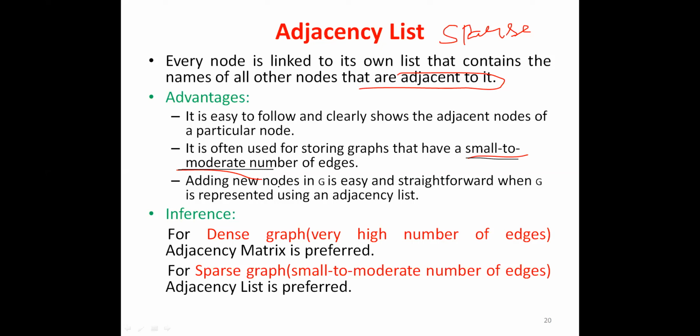Adding new nodes in G is easy. Yes, adding a new vertex in graph G is easy and straightforward when G is represented using the adjacency list. So what is the inference we are getting from the representation of graphs? A dense graph is preferred for the adjacency matrix, and for a sparse graph we prefer the adjacency list. This is the thing you have to remember in the case of sparse and dense graphs.